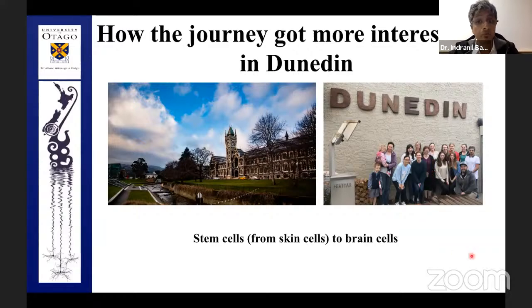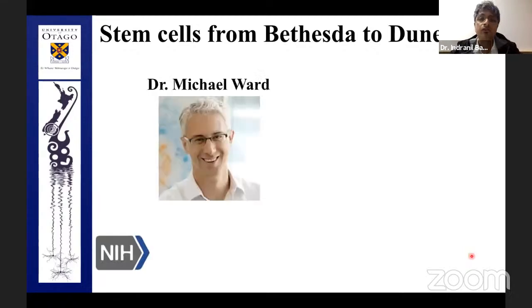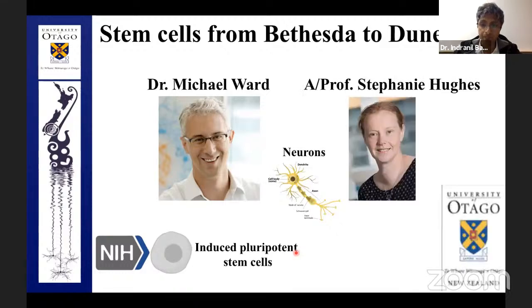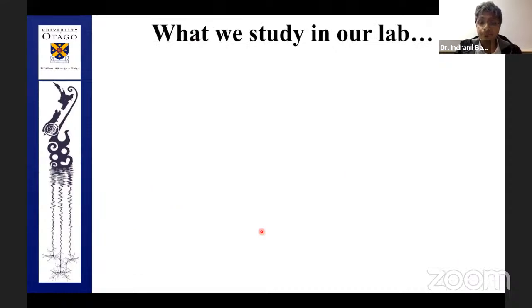We work on stem cells which have been derived from human skin cells, and we make brain cells. These cells were not directly derived by us. Dr. Michael Ward at the National Institute of Health in the United States at Bethesda developed a system where he turned induced pluripotent stem cells, which were taken from skin cells, into brain cells or neurons. And what Steph, my current supervisor, did was bring this technology to the University of Otago. When she brought this technology, that's when I joined her lab and started working with these induced pluripotent stem cell-derived neurons. It's a very fun technique, and I will talk about that in the next few slides.